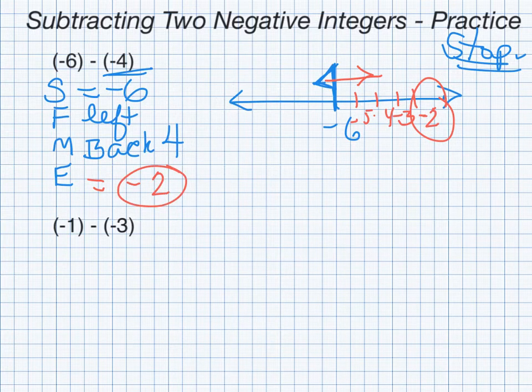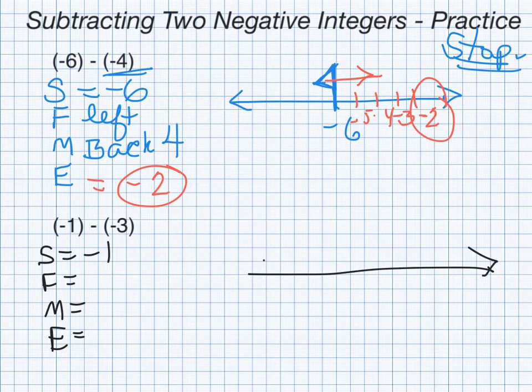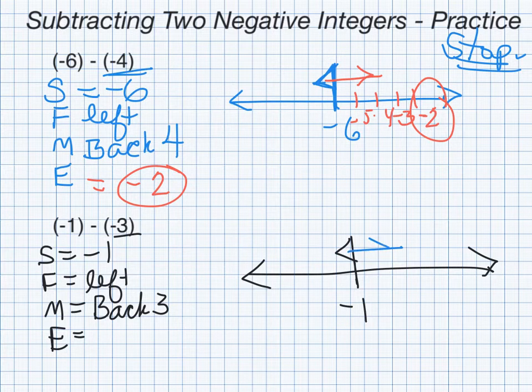Okay, my next problem, same setup. Start, face, move, end. I'm going to start reading left to right across my problem at negative 1. Here's my number line. In the center I've got negative 1. I'm subtracting, so I'm going to face to the left. I'm going to move 3 places back. Because I'm facing left, back is in this direction. 1, 2, 3. So negative 1 goes to 0, 1, 2. That's where I end. So my answer is positive 2.